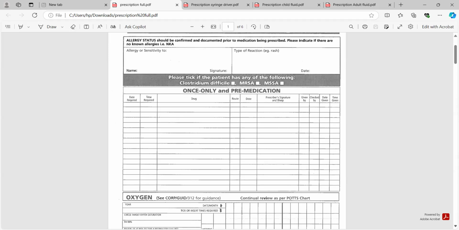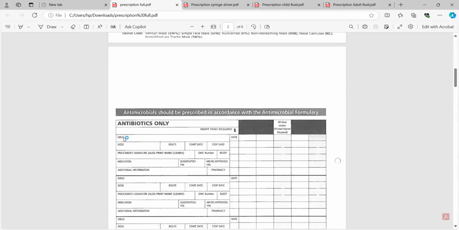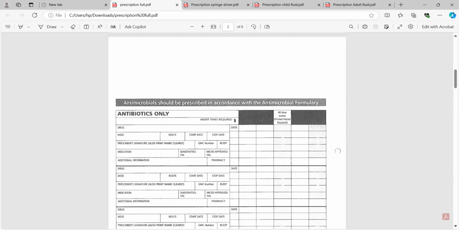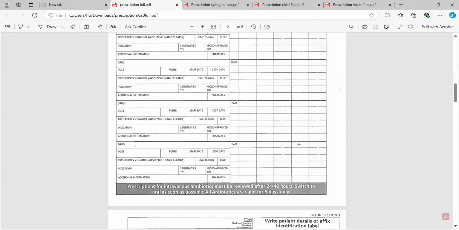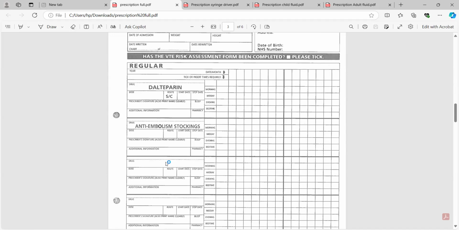Okay, for the antibiotic section here, you will have to write clarithromycin for 5 days, per oral, with the starting date and stop date, and all the relevant boxes should be filled. And then after this, you go to the recommendation section over here, write the name of the statin, the dose, the route, and all the details. And then for 5 days you have to stop the statin.